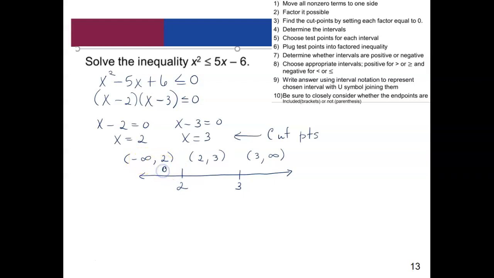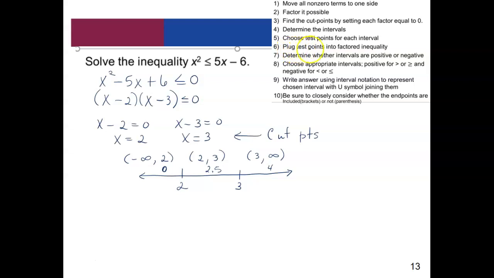So I'm going to pick 0 as my test point for this one. Here I need to pick a test point between 2 and 3, so I'm going to pick 2.5. I can't really pick a nice one there. Here I need to pick something between 3 and infinity, so I'm going to pick 4. And it's going to work the same if you'd picked 5 or 10 or whatever. It's going to work the same for us.